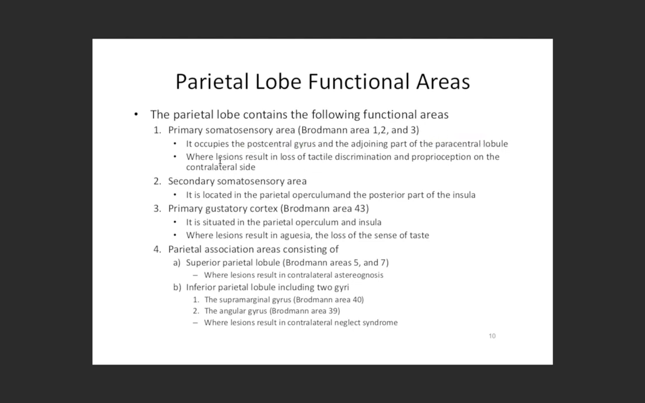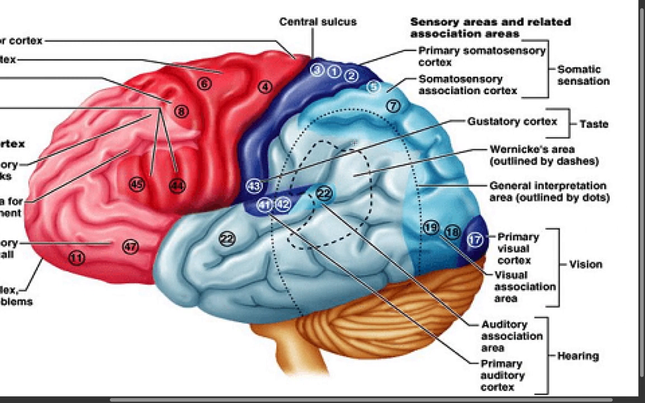Where lesions, if you have a hit or injury in this area, result in loss of tactile discrimination and proprioception on the contralateral side. Meaning these sensations are all on the opposite side, as we said, right to left and left to right. This is the primary. This is 1, 2, 3, all of them in the primary somatosensory area, and this is the central sulcus. It is posterior to them, in the post-central gyrus and the adjoining part of the paracentral lobule.